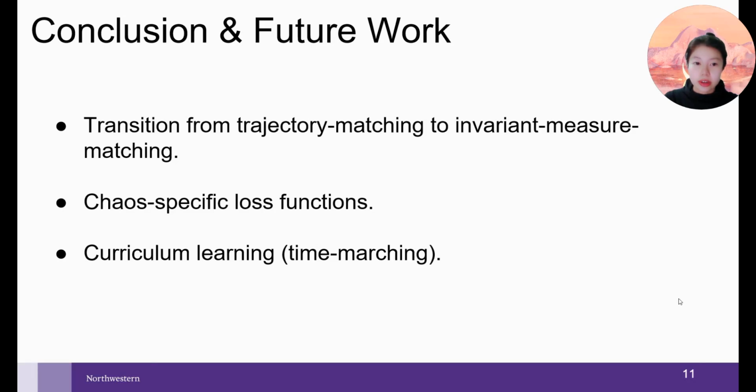This project clearly demonstrated both the power of scientific machine learning in capturing physical manifolds and the inherent limitations we still need to overcome regarding long-term chaotic divergence.